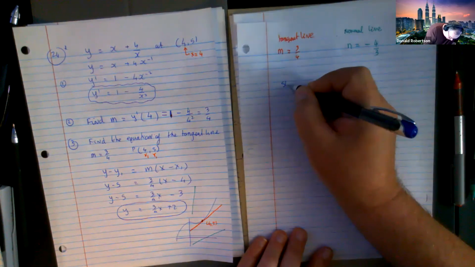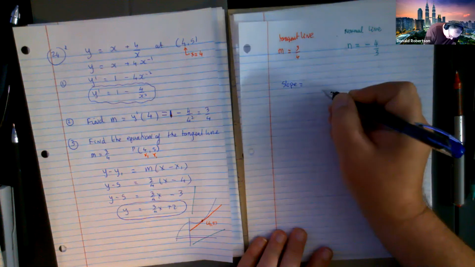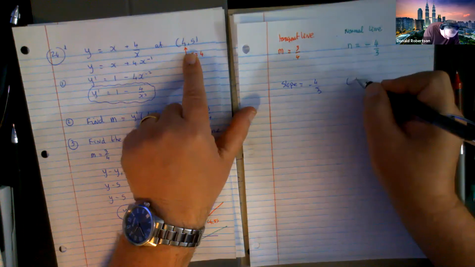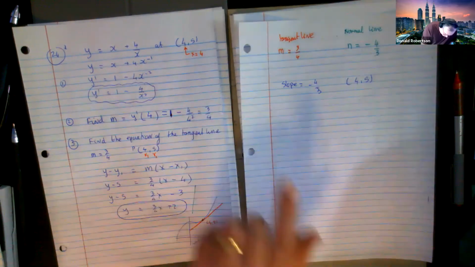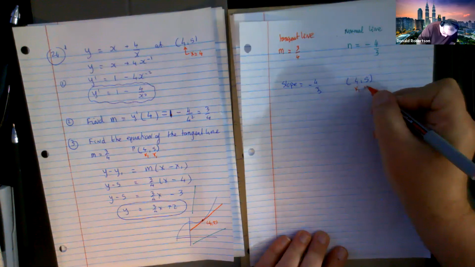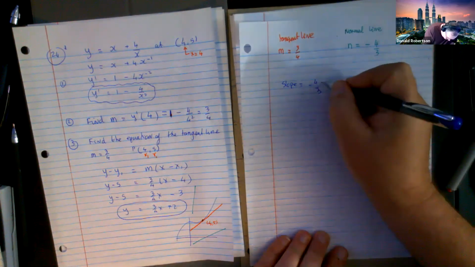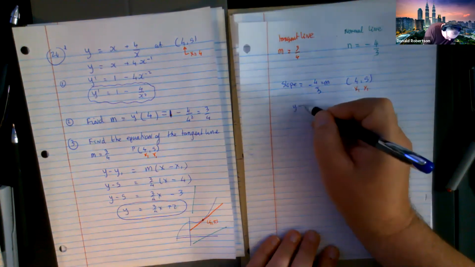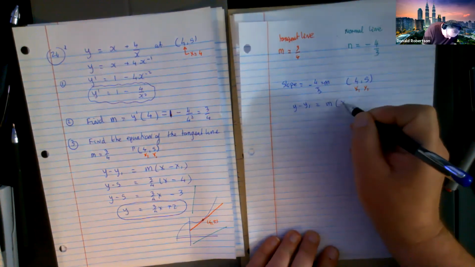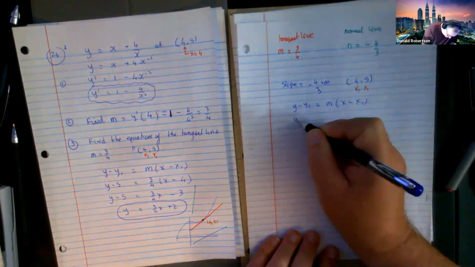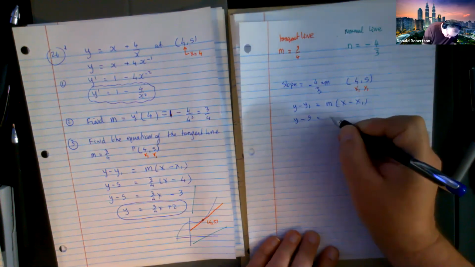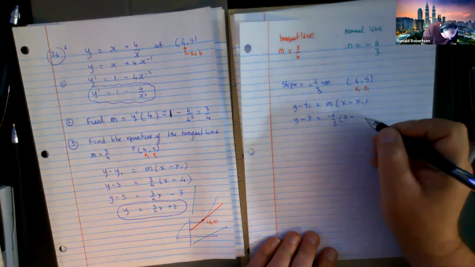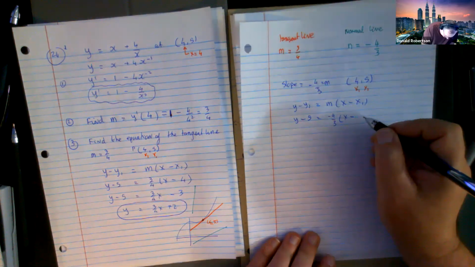Don't I know its slope is negative 4/3, and it passes through the same point as the original one does. So there's my x1 and my y1. I'm going to call this m again, because that's what we use in our formula. So the point slope equation is y take away 5 is negative 4/3 times x take away 4.